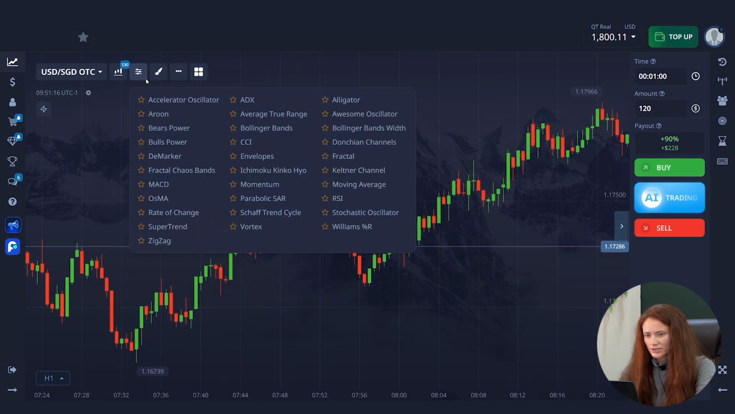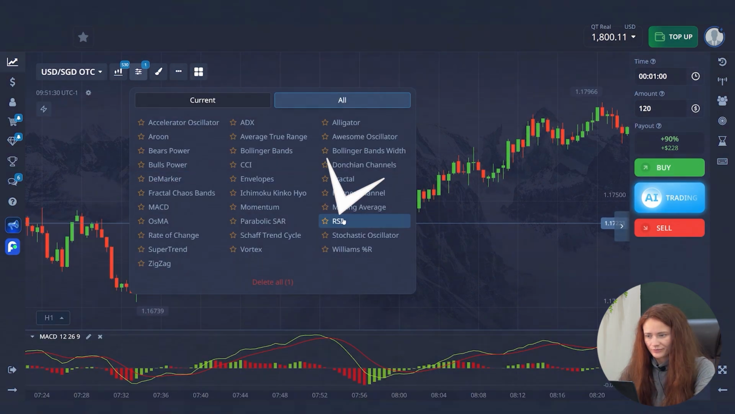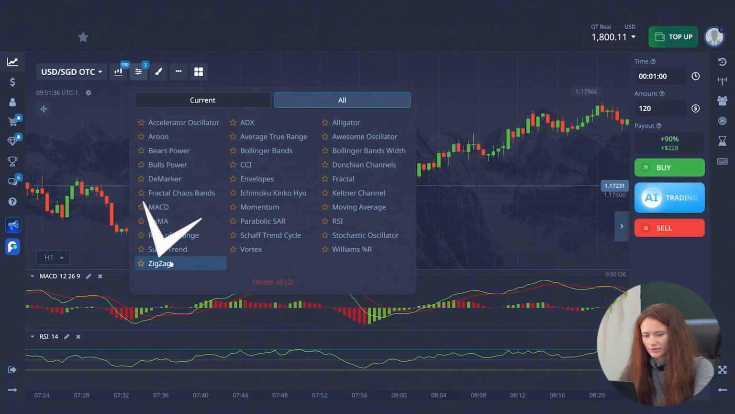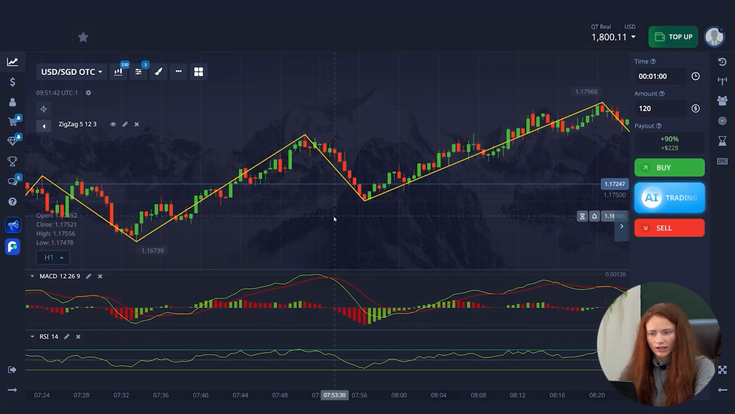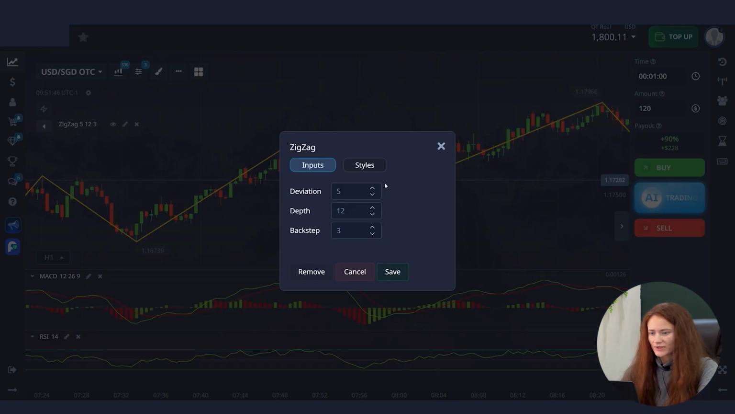And now you need to turn on the indicators. In the list of indicators, I will choose MACD, RSI and zigzag. And now you need to adjust the settings. Zigzag indicator parameter deviation will increase to 7, depth will be 13, backstep will make 5.